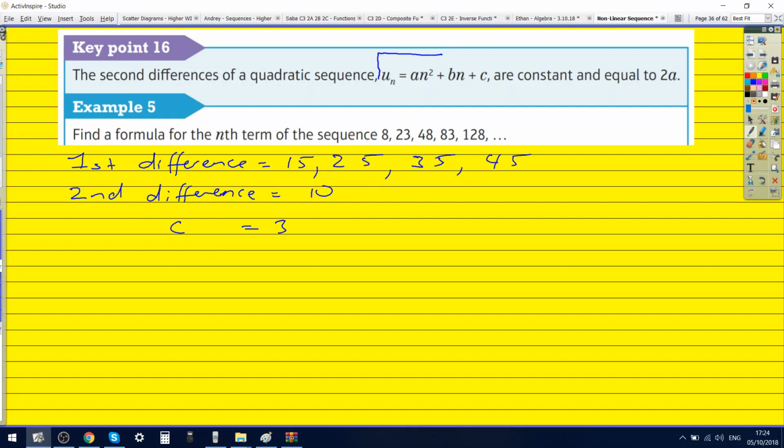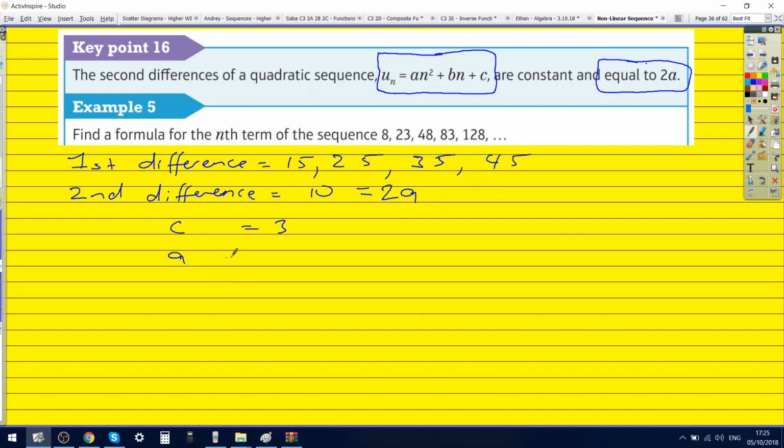I don't know, to be honest. And we have to find what A, B, and C are. The second difference is equal to 2A. So 10 is 2A. So A equals 5. Correct.